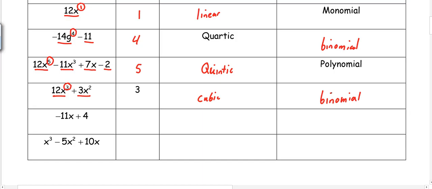Negative 11x plus 4. Now again, we don't see an exponent, but we do have an x, so my exponent is 1, so my degree is 1, which means this is linear, and we have 1, 2 terms again, so this is a binomial. In the last one, we have x cubed minus 5x squared plus 10x. My largest degree is 3, which means it's cubic, and I have 1, 2, 3 terms, so it's a trinomial.